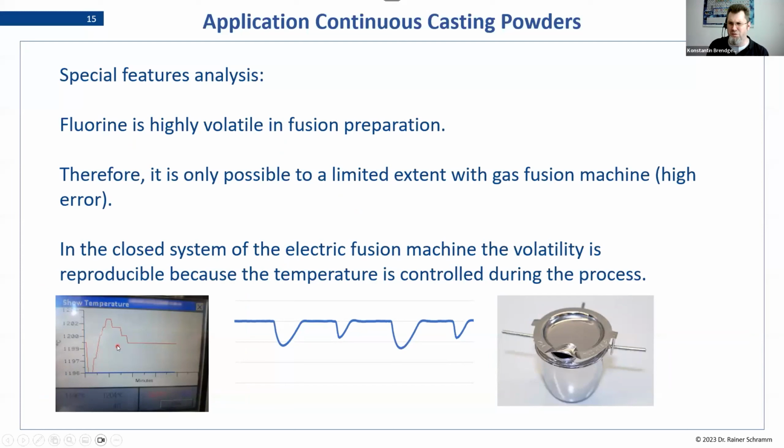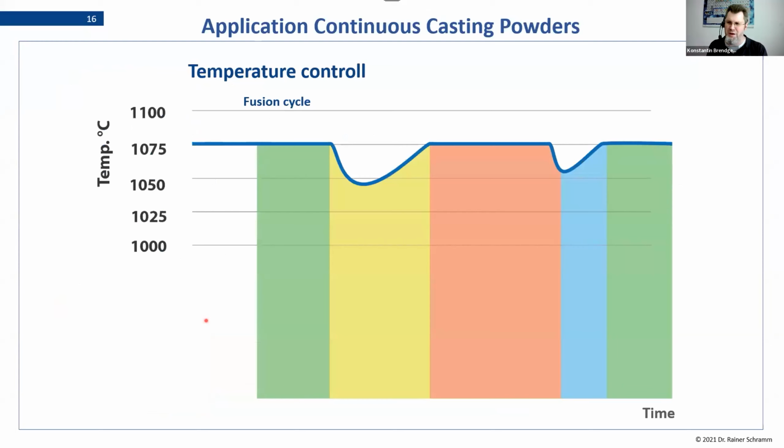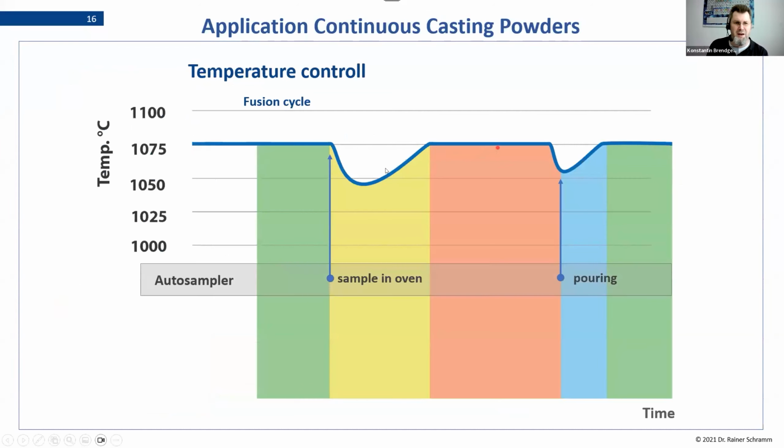What we have with the modern version of these machines, where we have a muffle furnace, is a way more accurate way of controlling the temperature, and that helps us a lot here with the reproducibility. To give a little explanation without going into too much depth, if we look at the fusion cycle, we have our target temperature, and then an autosampler that loads the sample. And of course, when it loads the sample, we lose a bit of temperature.